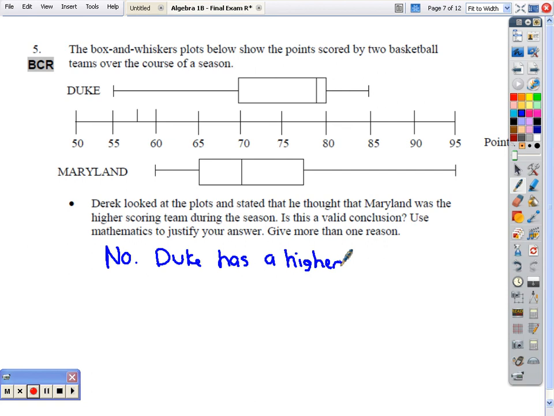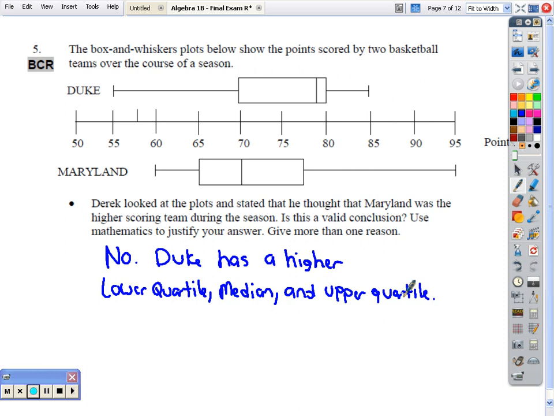So I'd be looking for something like this. Duke has a higher lower quartile, median, and upper quartile. Notice the question states give more than one reason. So I've given 3 reasons there. So that would be sufficient to get full credit on this question.